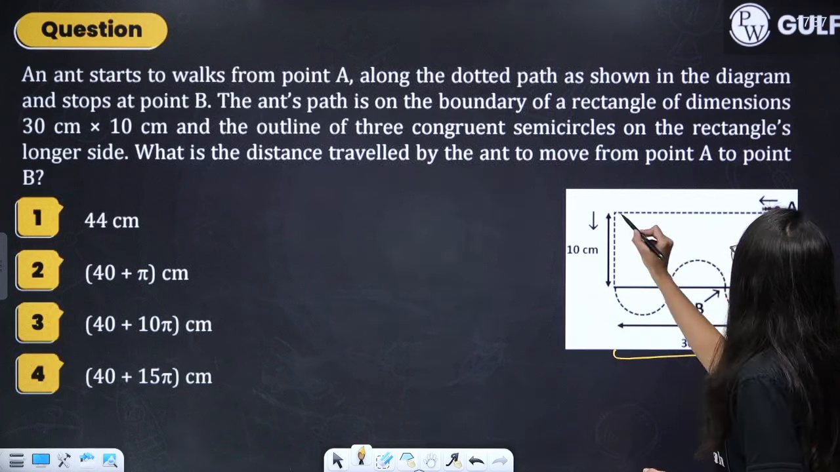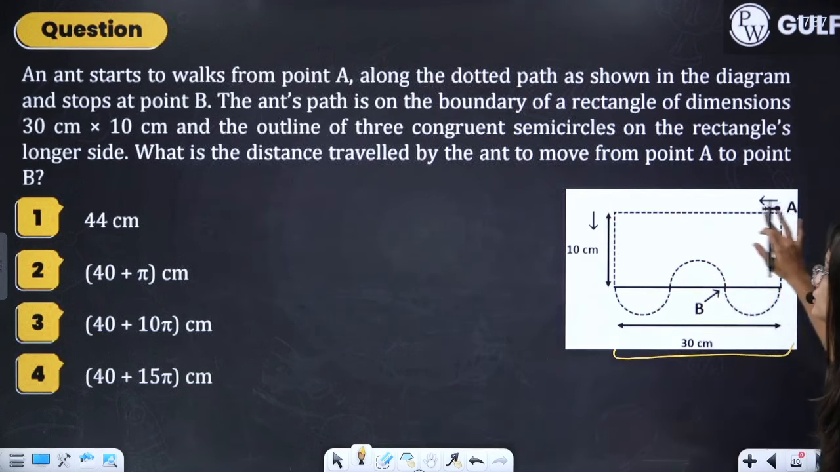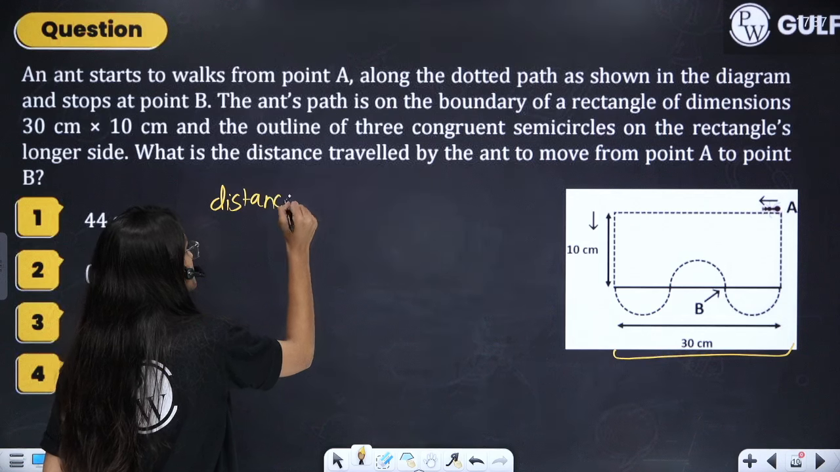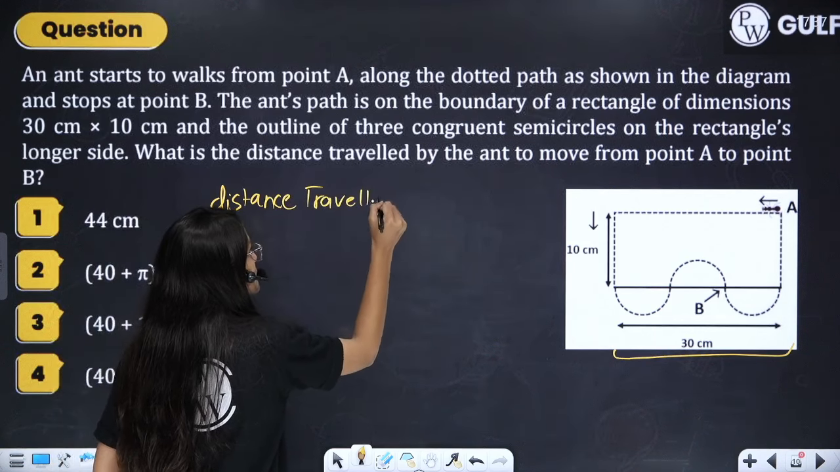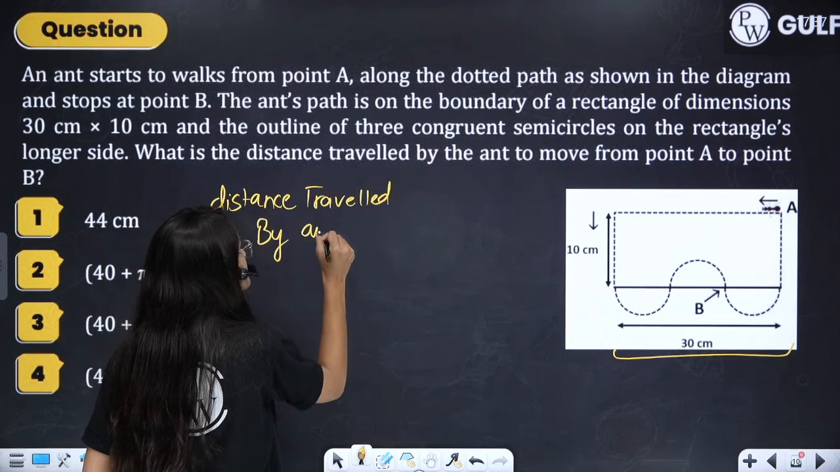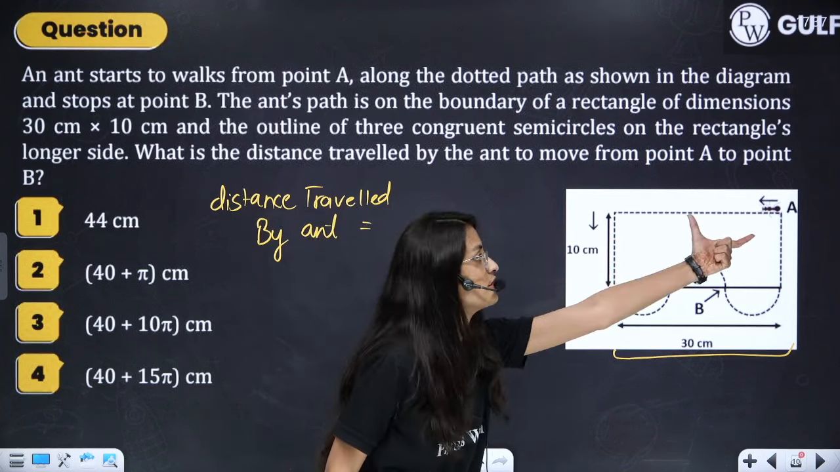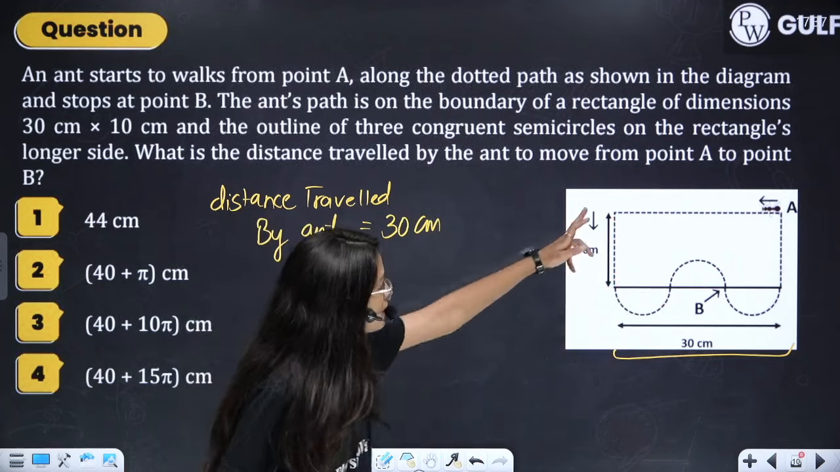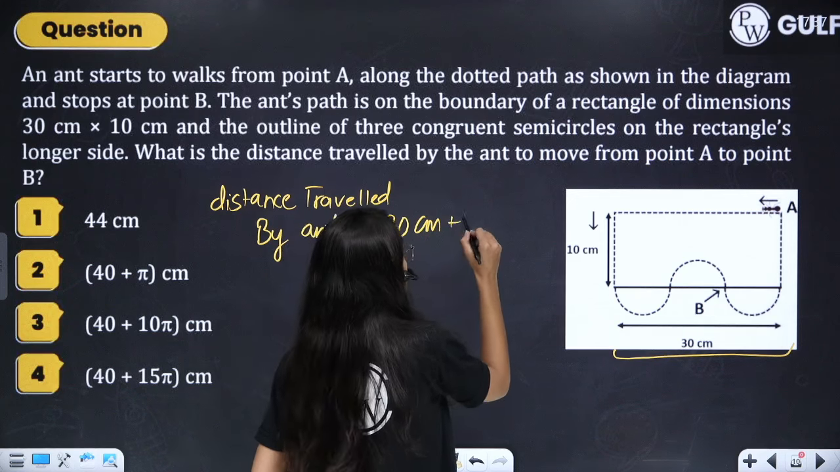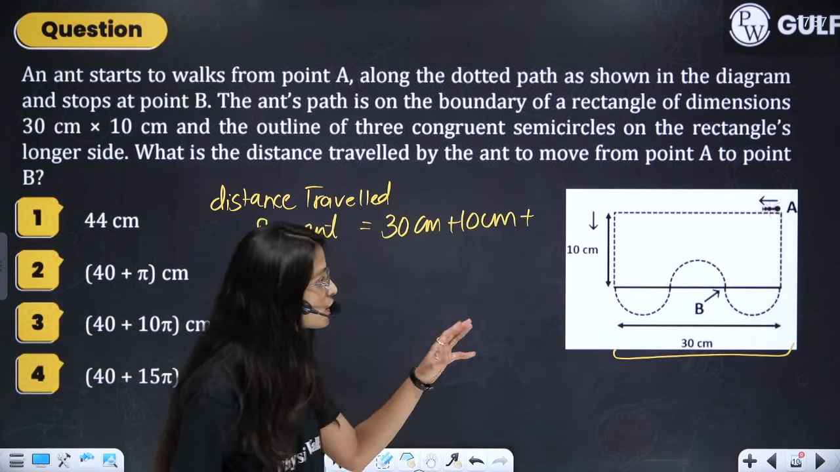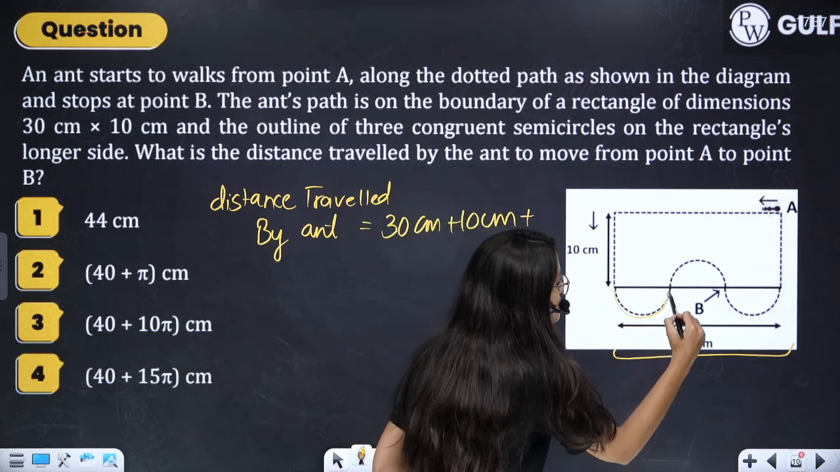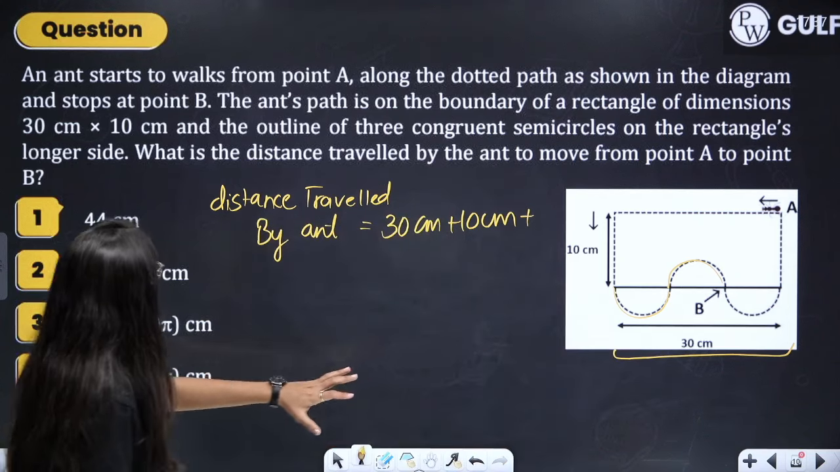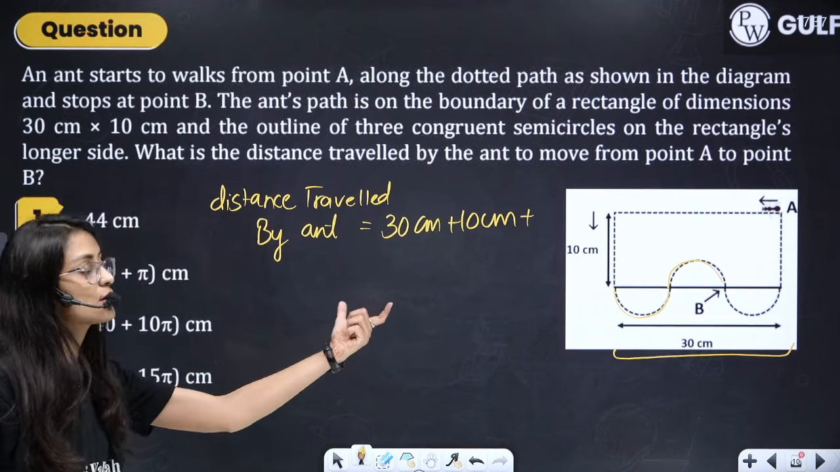First of all, if the ant travels this particular length, that is the length of the rectangle, I'll write it down over here. Distance traveled by ant: first of all, it's traveling the length, that is 30 centimeters. Then the breadth is 10 centimeters. Now it is traveling two more things, that is the circumference of two small semicircles. And one thing they have mentioned here, these semicircles are congruent to each other.